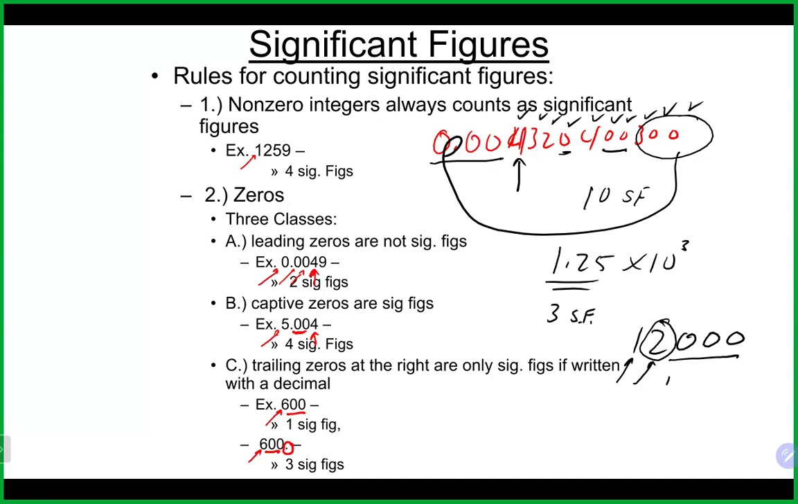As opposed to if you wrote this 12,000 like this, how many significant figures would it have now? It would have 5, because with that decimal, all these zeros at the end are going to be significant. The uncertain digit now is right there, right at the end. And that's a much better measurement in the sense that you're saying, I think it's 12,000, but maybe it's like 12,001, or maybe it's like 11,999, right? So that error is now moved way over there and makes it a much better measurement as well.